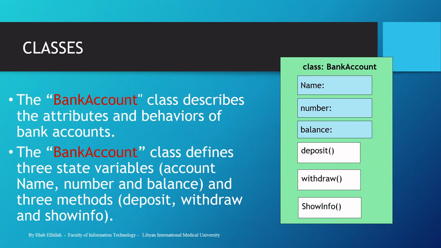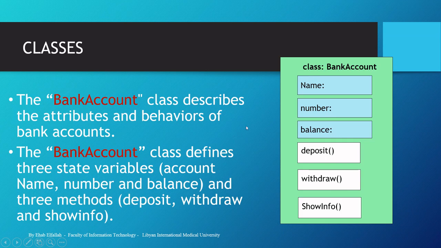This is an example of our classes, and from now on we will use this box as a representation of the class. So this is a class called bank account, and it has 3 attributes and 3 methods. The 3 attributes are name, number, and balance, and the behaviors or methods for this class will be deposit, withdraw, and show info.